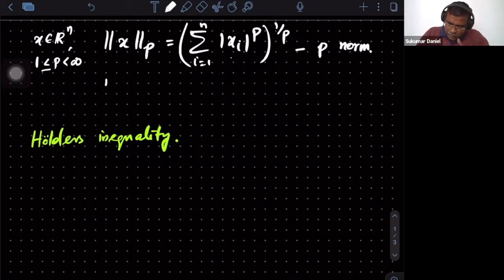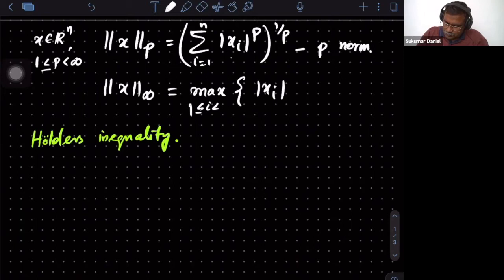And for the infinity norm, as we have already looked at, it is the maximum of these xi's. So in fact, this definition we can consider. Now for this, Hölder's inequality says the following.